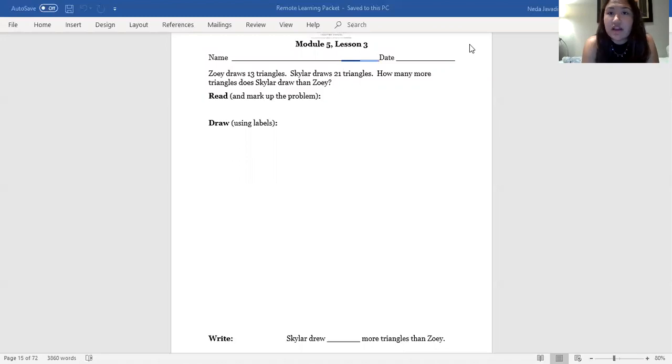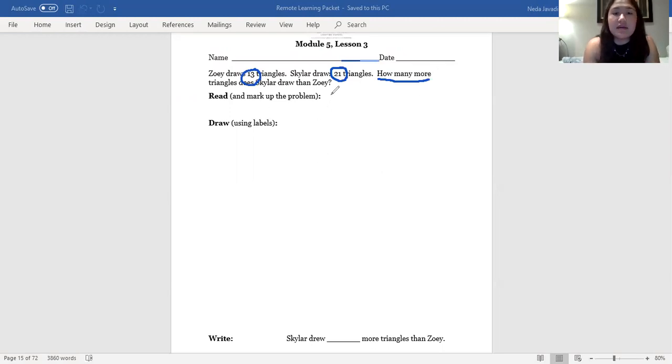So here's what your marked up problem should look like. You should have this number 13 circled and Skylar's 21 circled. Now we're looking for how many more. In your head, think back to that anchor chart that has addition words and subtraction words. I remember that how many more is a type of phrase that tells us that we're going to do subtraction. So I know in my head that I'm going to need to do a subtraction number sentence.